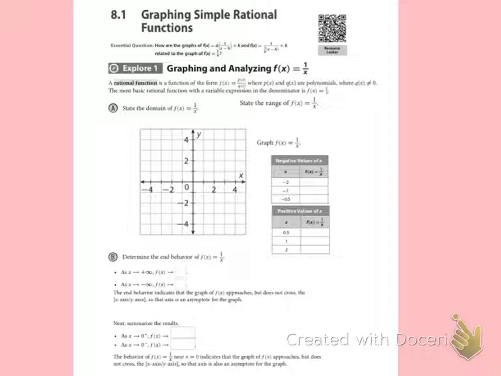Now remember why that's important, because that q of x was the denominator, and you can never have a denominator equal to 0. The most basic rational function with a variable expression in the denominator is f of x is equal to 1 over x.